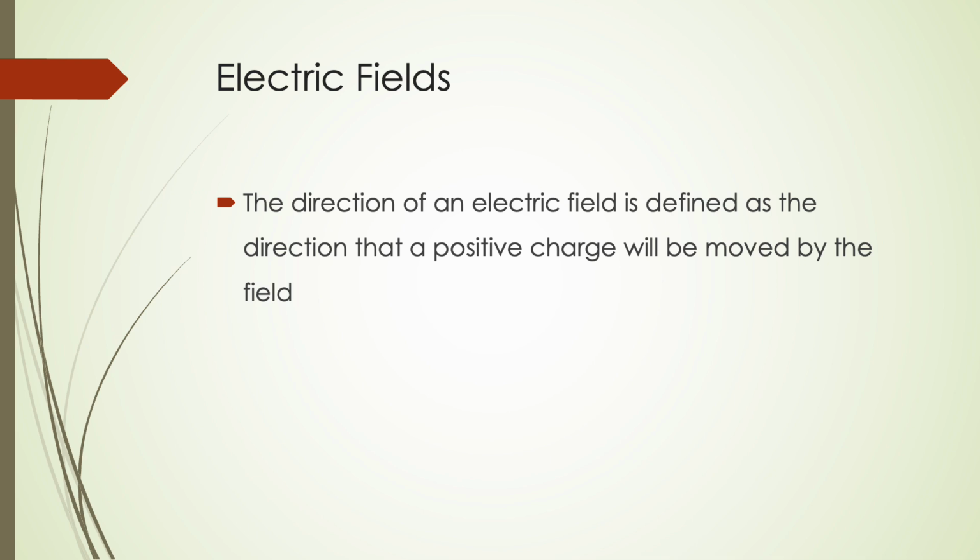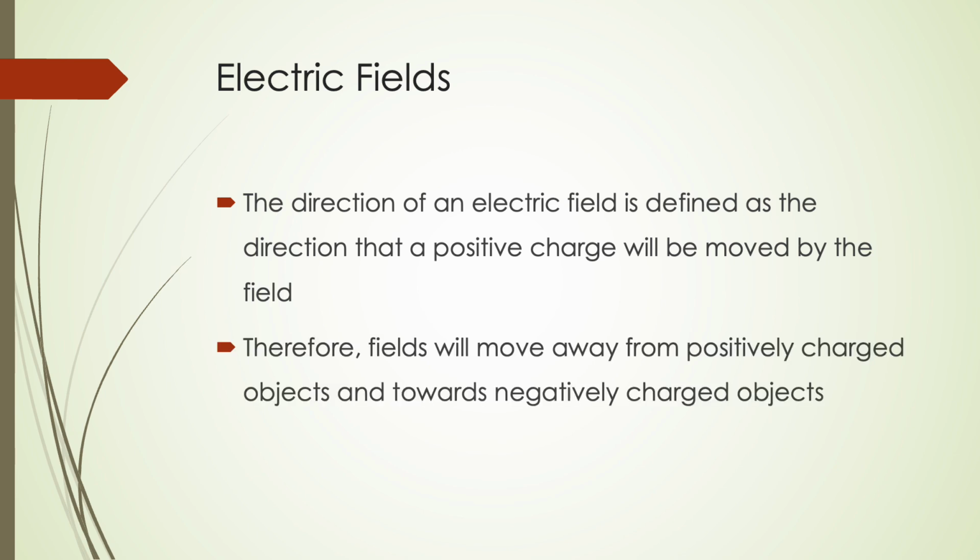Now, the direction of an electric field is defined as the direction that a positive charge will be moved by the field. Therefore, fields will move away from positively charged objects and towards negatively charged objects.